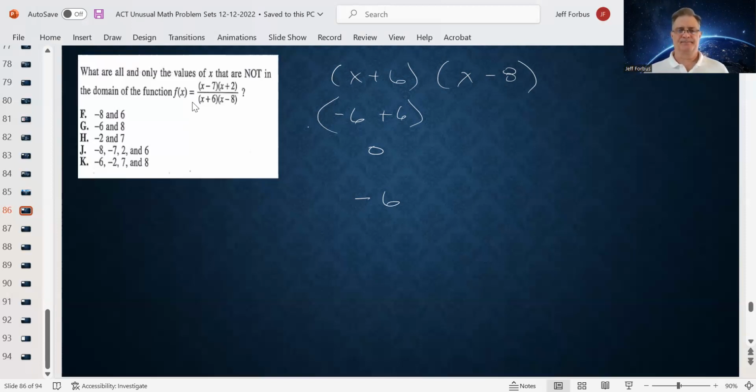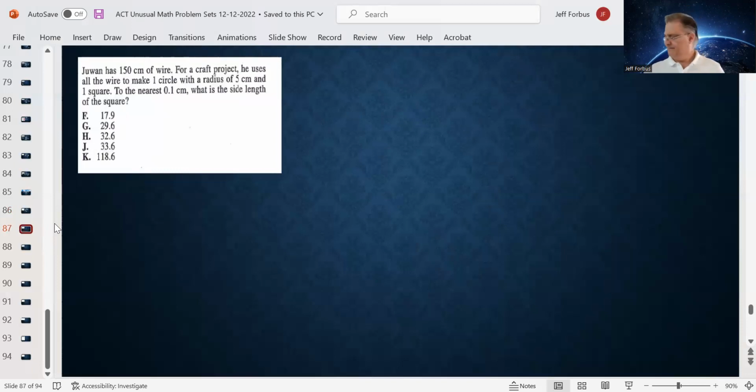Our next number: what number can we substitute into x to make x minus 8 equal 0? So 8. 8 minus 8 is 0. So therefore, this particular number is 8. So we have two numbers, -6 and 8. And with that being said, that's answer choice G.